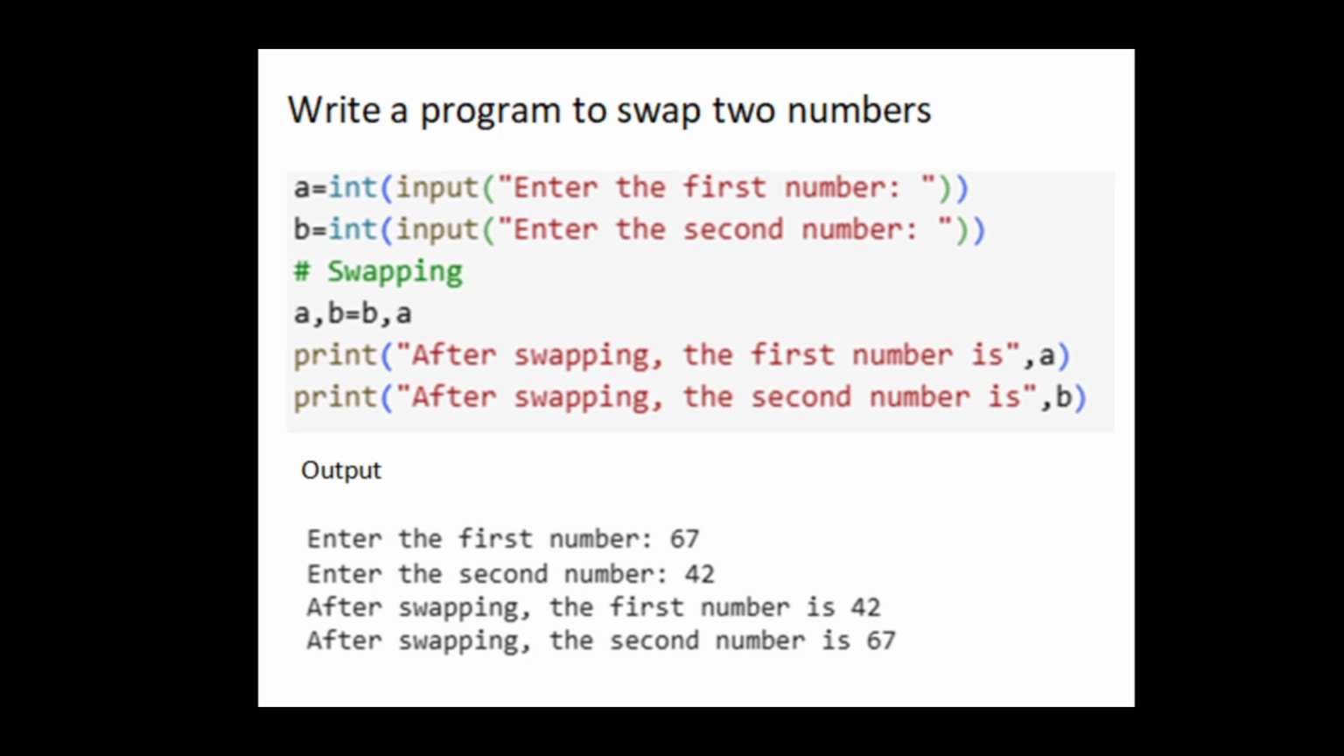So after this print function, we get the result to the user. So after this coding, if we run the program, you see, if you enter first number as 67 and second number as 42, then after swapping, the first number is 42 and second number is 67. Now a comma b equal to b comma a, this is only possible in Python programming. For that, we can easily swap two numbers.